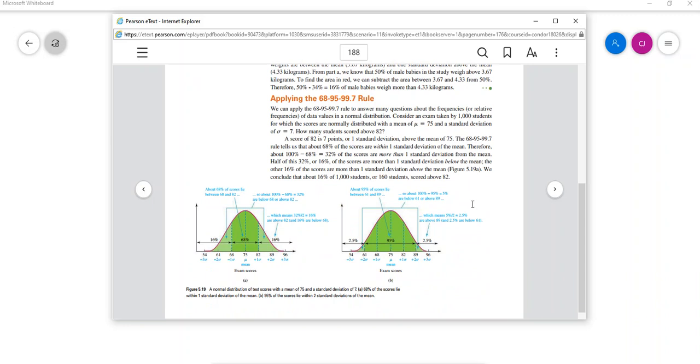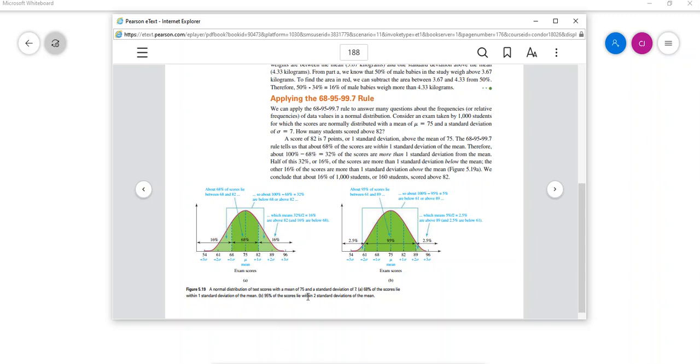Okay, let's just talk about these examples. This is applying that rule, that 1 and 2 and 3 standard deviation rule here. Normal distribution of test scores with a mean of 75 and a standard deviation of 7. Okay, so they give you this information here, right? So 75 is in the middle, right? So that's the mean. So we put that in the middle.